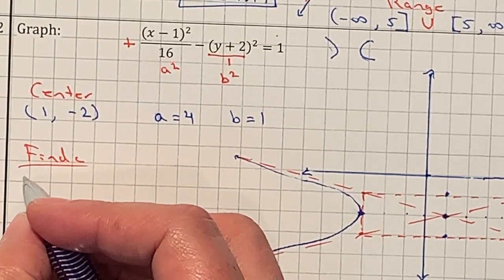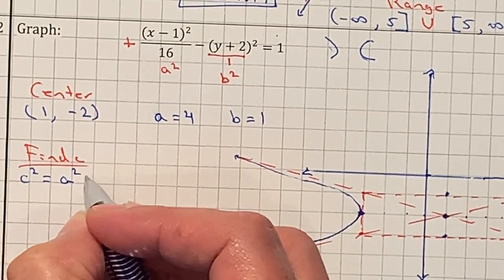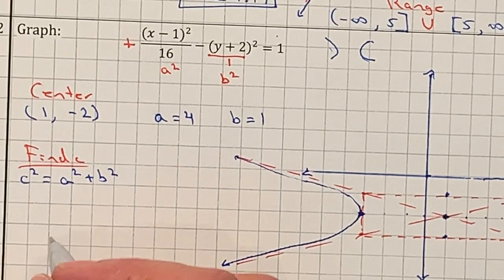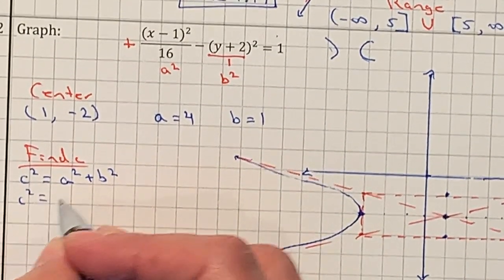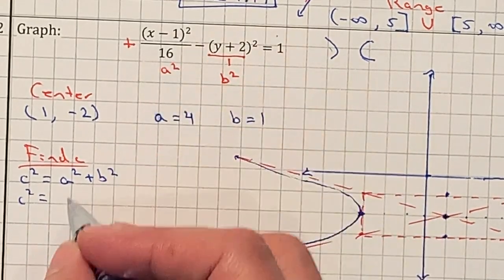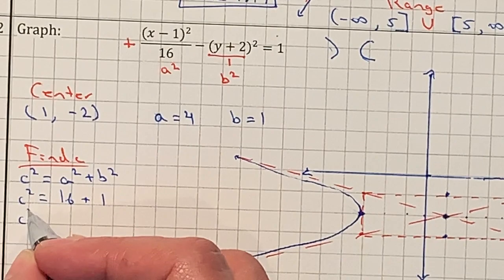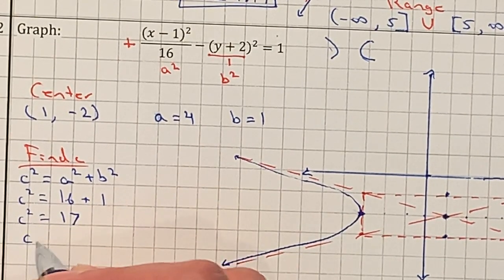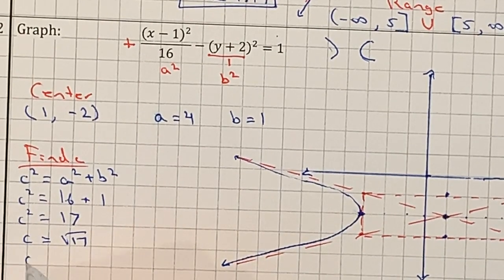I'm going to use my formula, so therefore there's a minus here, so therefore my equation will have a plus. We know that A will be 4, but A squared is 16. B is 1, B squared is 1. So therefore C squared is equal to 17. C is equal to the square root of 17, and the square root of 17 should be about 4.1.